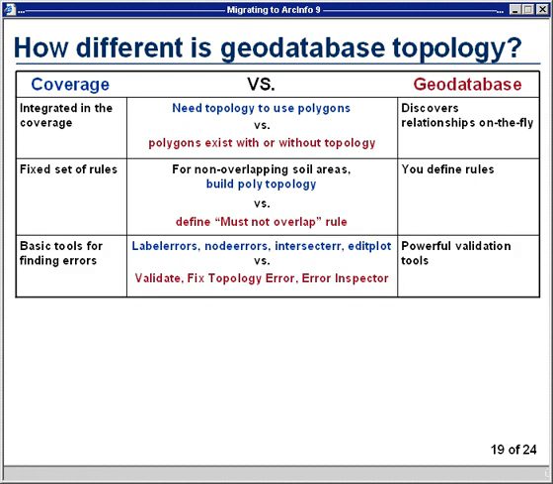In the coverage environment, we have some very basic rudimentary tools for discovering our errors. We have label error command, node errors, and many of you might have printed out edit plots and tried to overlay these on existing data from time to time, and you might remember that. In the GeoDatabase, we have some very, very powerful validation tools. One of these, known as the Error Inspector, will allow you to display errors and to zoom, find, and possibly even fix those errors through a predefined fix function.